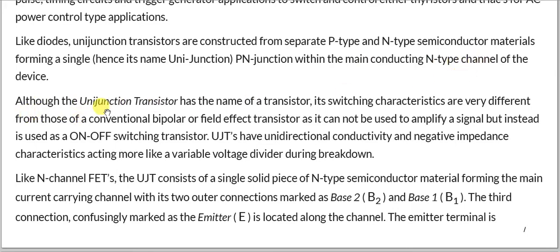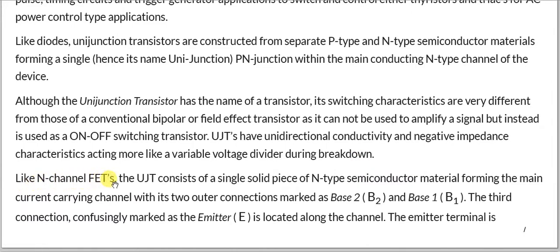Although the unijunction transistor has the name of a transistor, its switching characteristics are very different from those of the conventional bipolar BJT transistor or field effect transistors, as it cannot be used to amplify a signal, but instead is used as an on-off switching transistor. UJTs have unidirectional conductivity and negative impedance characteristics, acting more like a variable voltage divider during the breakdown.